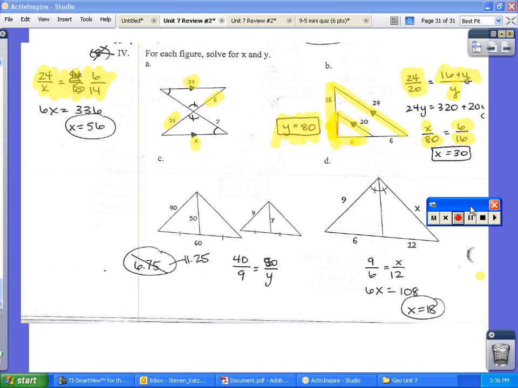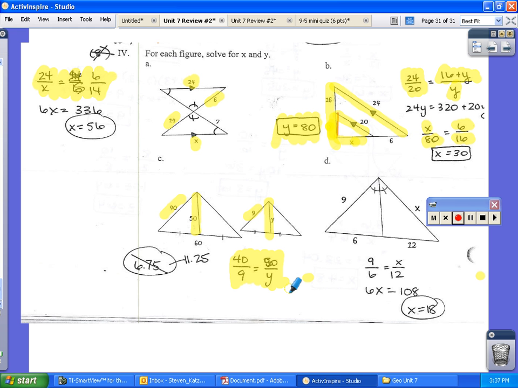Letter C, we have similar triangles, so that would mean that their medians are in proportion to their sides. So I'm going to use the 9 and the 40, or the 40 over 9, along with the 50, which is the median, is going to be in the same ratio as the sides to the y.